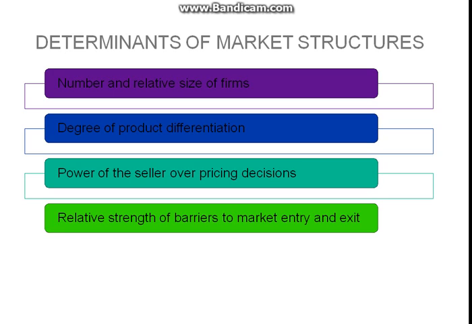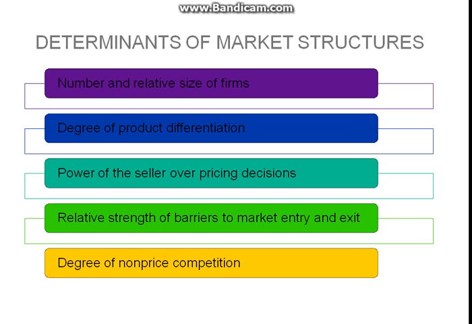Relative strength of barriers to market entry and exit. If there are higher and more restrictive barriers to entry, that structure is probably closest to oligopoly and monopoly. If there are relatively low barriers, we are moving from monopolistic competition toward perfect competition. Degree of non-price competition. If there is more non-price competition, we are moving towards more pricing power. And if there is less non-price competition, we are moving towards perfect competition.